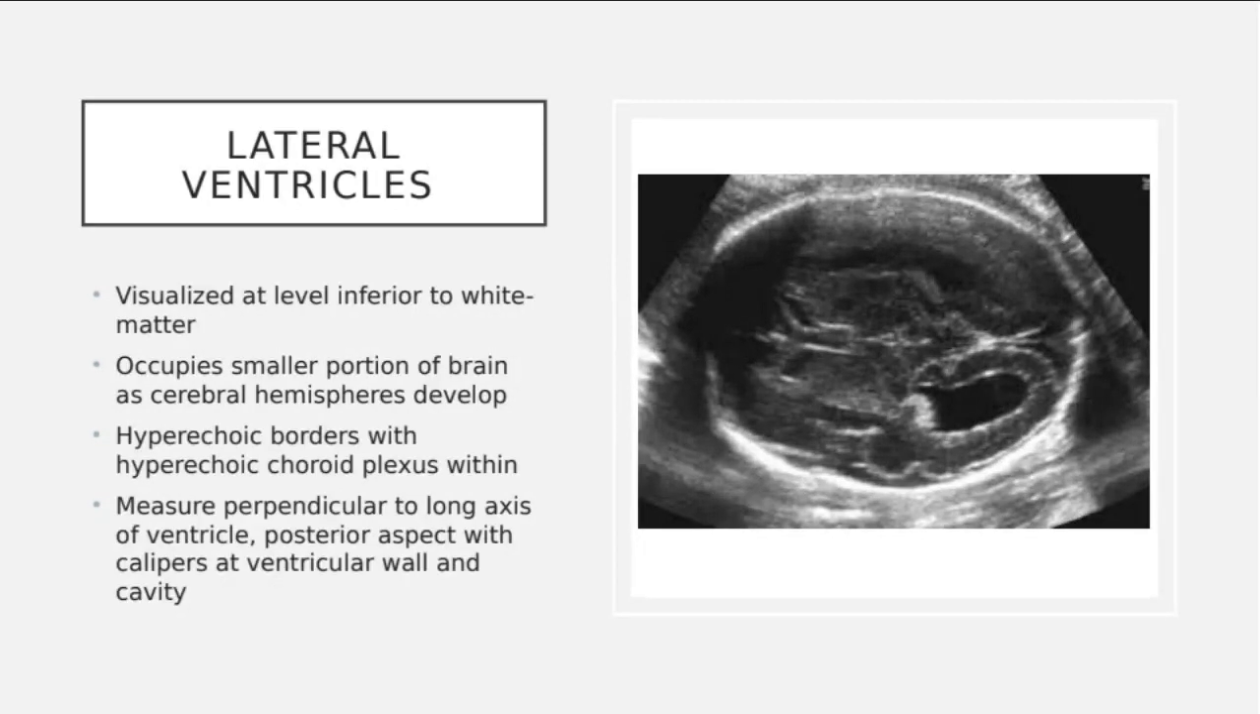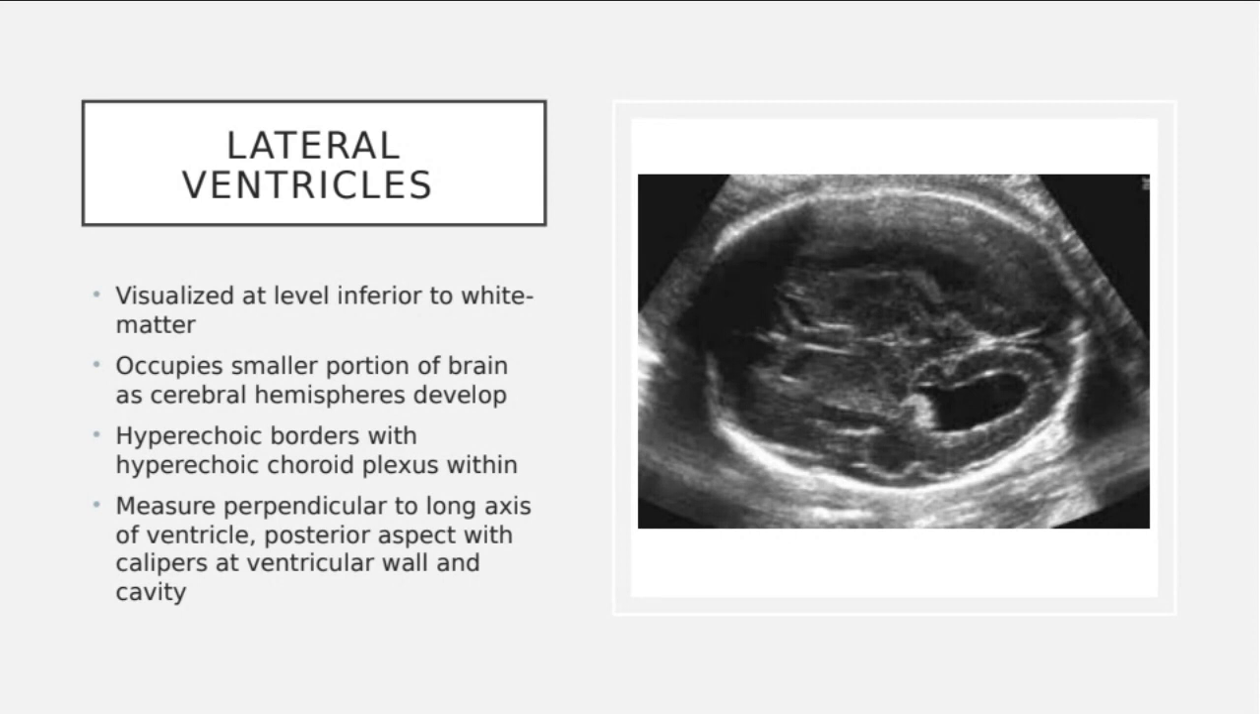We're looking for the lateral ventricles slightly inferior to when we start seeing white matter cerebral brain tissue. So if we're seeing a lot of cerebral brain tissue, we want to come down a little bit. That's where we're going to be able to identify the level of the lateral ventricles. They're going to occupy a smaller portion as that baby grows and develops. They're going to have hyperechoic borders, with also a hyperechoic choroid plexus within it. But the ventricular space itself should be anechoic because it is composed of cerebrospinal fluid. So it should appear nice and anechoic.